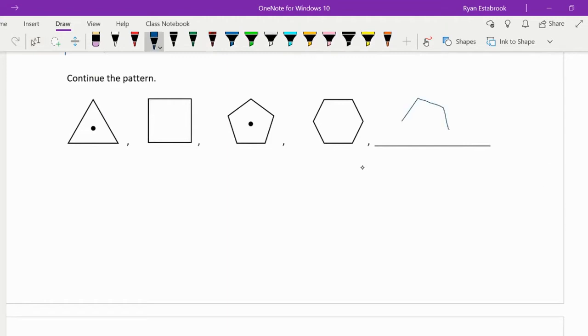What I'm trying to draw here is a 7-sided shape, 1, 2, 3, 4, 5, 6, 7, that looks like all the sides are equal. It looks like all the angles are equal. And I noticed that in any of the polygons that have an odd number of sides, there's a dot right in the middle.